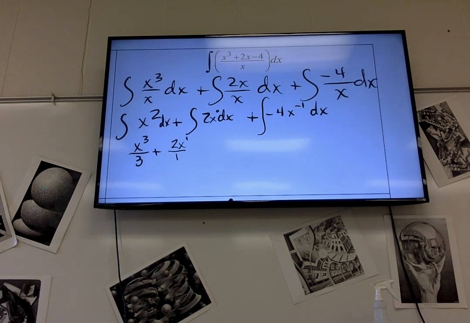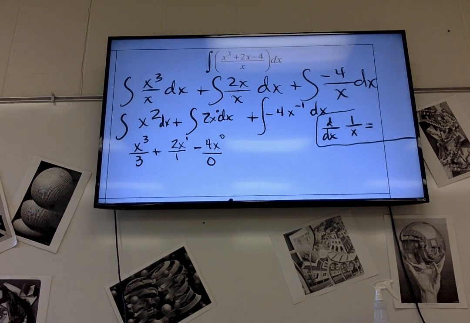Now the next one, negative 4. There's an x to the 0 there. So it's negative 4 x to the 0, over 0. Uh-oh. You can't have 0 in the bottom. Do you remember taking the derivative of 1 over x?